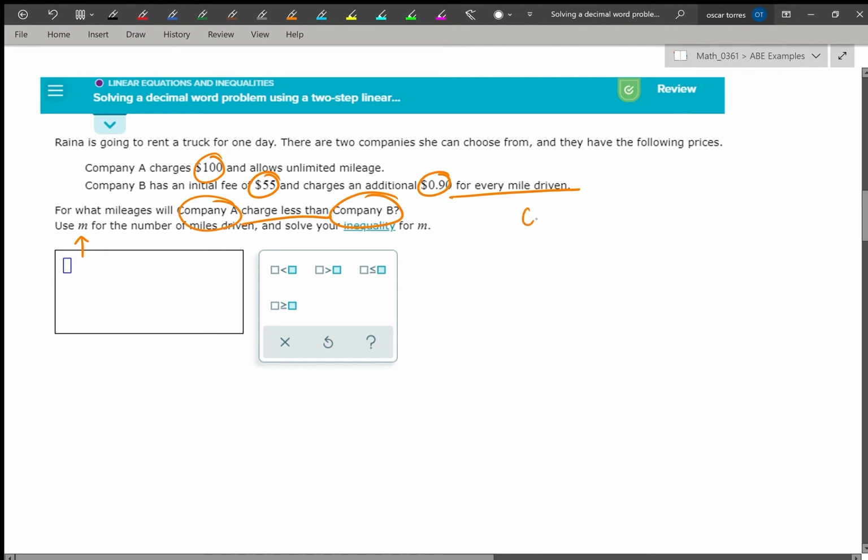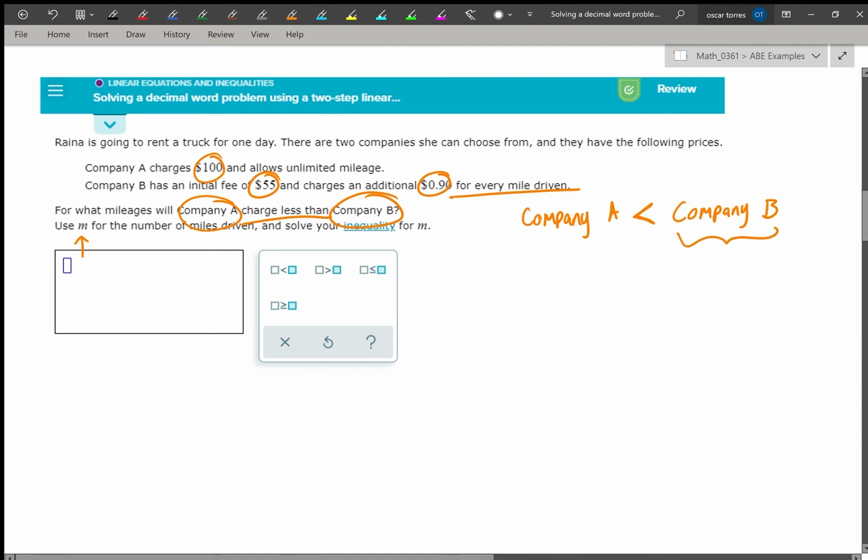To actually set up our problem, we want to literally compare the prices for company A and company B. And we're looking for when company A is less than company B. So we're literally going to use a less than symbol to represent this. The only thing left is to substitute these words that I have written with their respective costs.